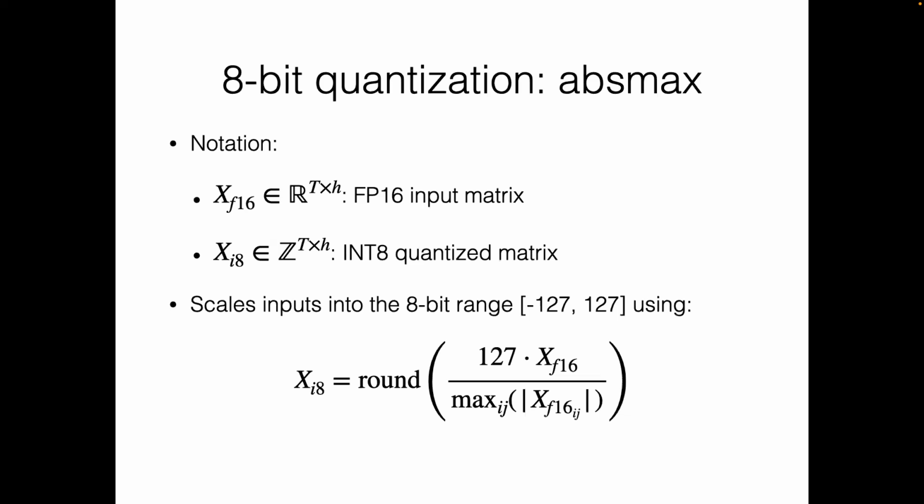Okay, so this absolute maximum is like it sounds. So basically, you look at the matrix and you get the maximum value after taking the maximum magnitude value. And then you divide every value in the matrix by it. So now you have things that are between -1 and 1. Then you scale it to be in this 8-bit range by multiplying it by 127. Okay, so kind of simple method.